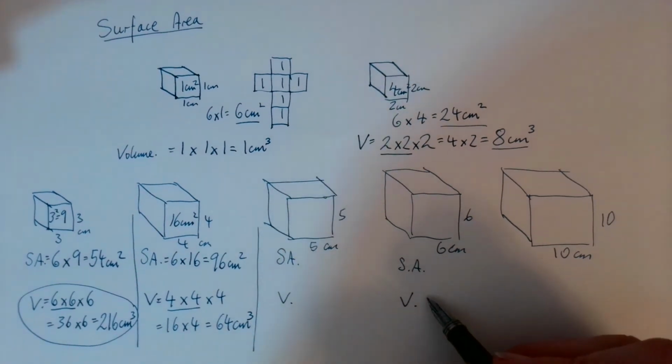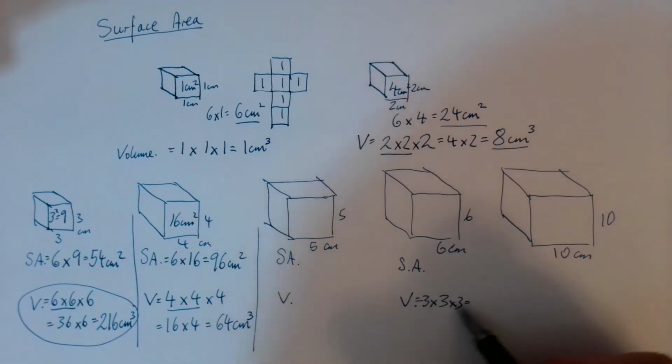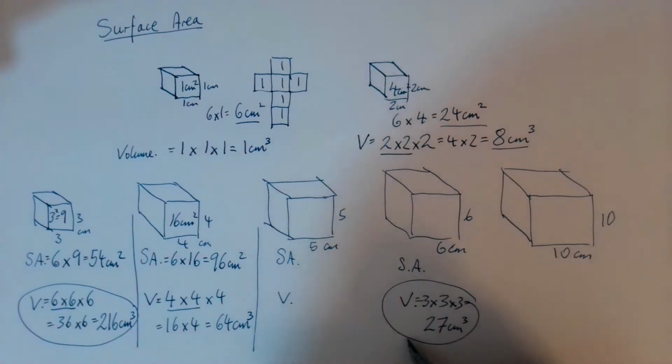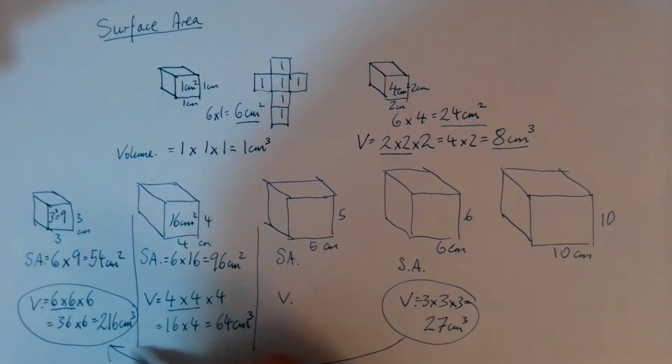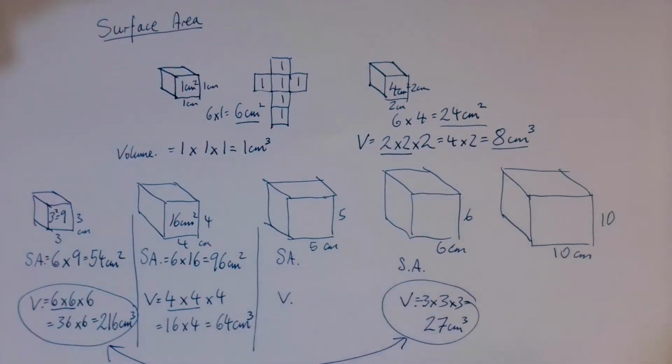So I'm going to put my 3 times 3 times 3 working over here, which is what I should have done for that. 3 3s are 9 times 3 is 27 centimeters cubed. So I'm going to swap those two over. And there's a reason for me talking about this at this point.